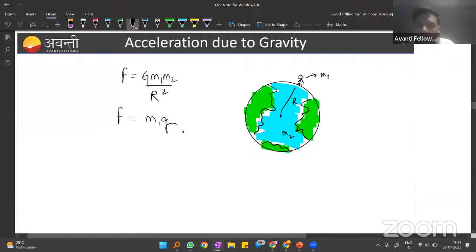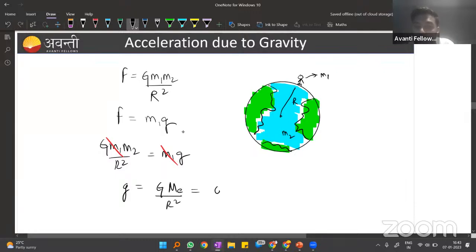What is g? Acceleration due to gravity. Can I equate these two? This is also force due to the earth. This is also force due to the earth. So G m1 m2 by r square will be equal to m1 g. Yes or no? So m1 and m1, the mass of the guy, get cancelled out. And what remains here? Can I write g equals G mass of the earth divided by r square?